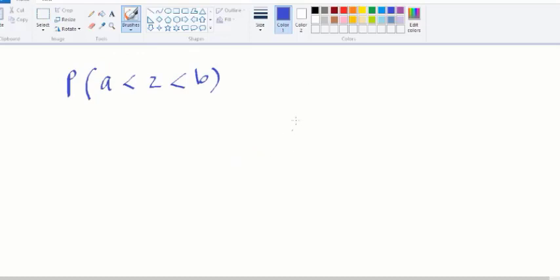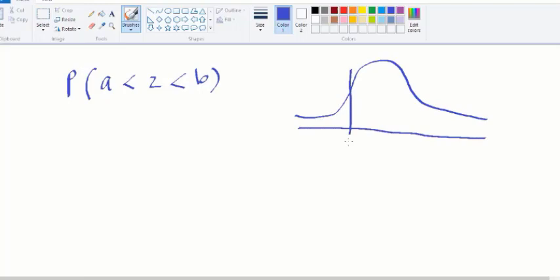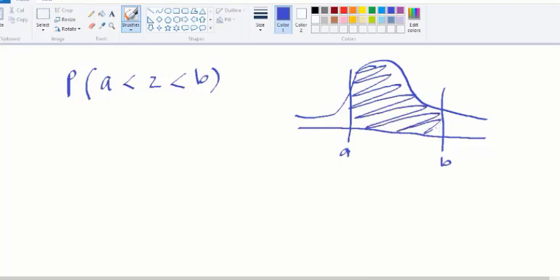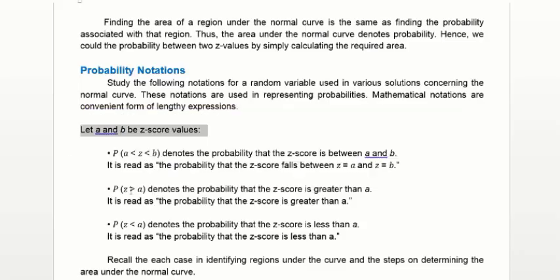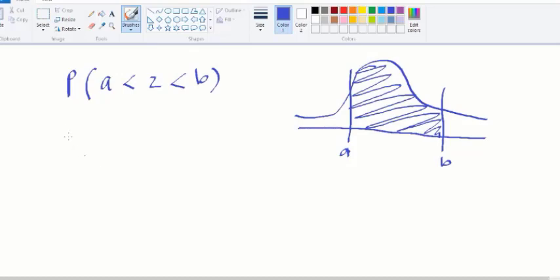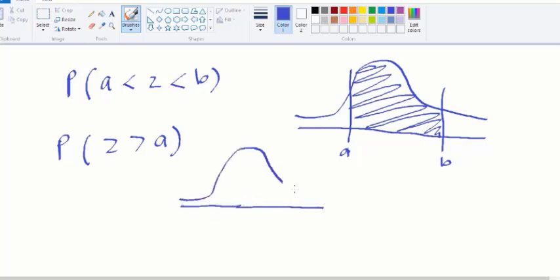So for example, if we graph it, it will look something like this. If this is A, and for example, this is B, then Z is this area. Okay? The next one is Z is greater than A. If Z is greater than A, the graph for that is probably something like this.